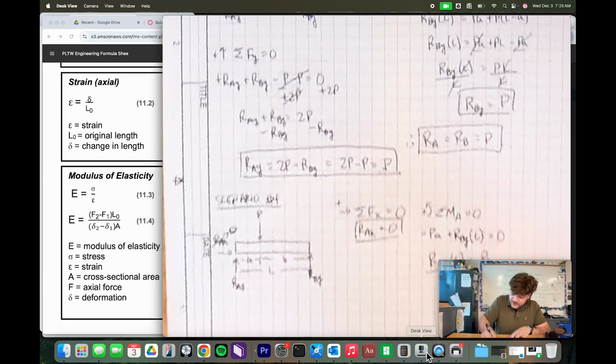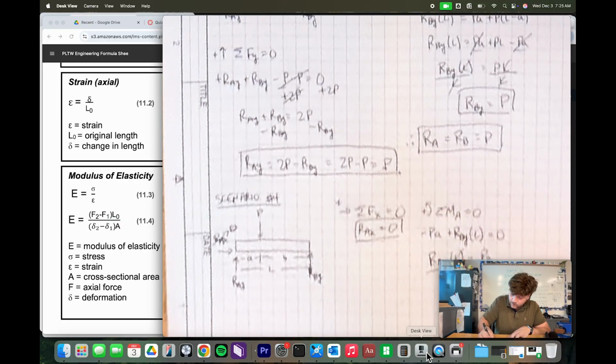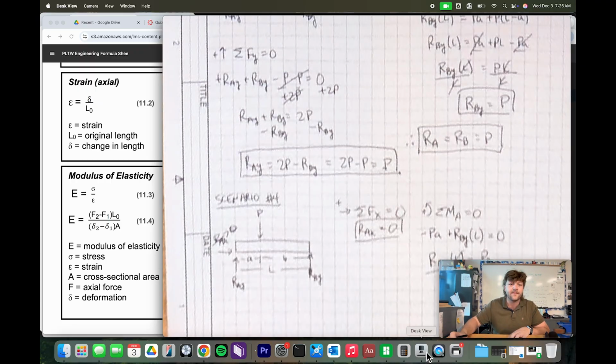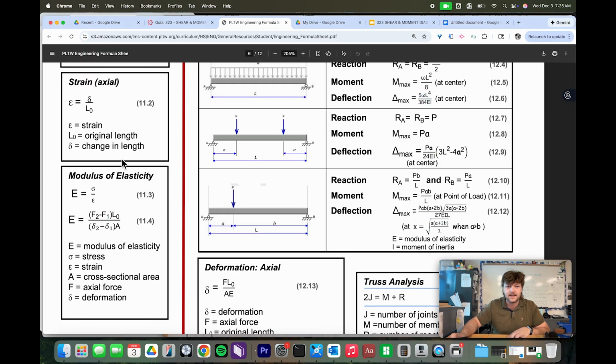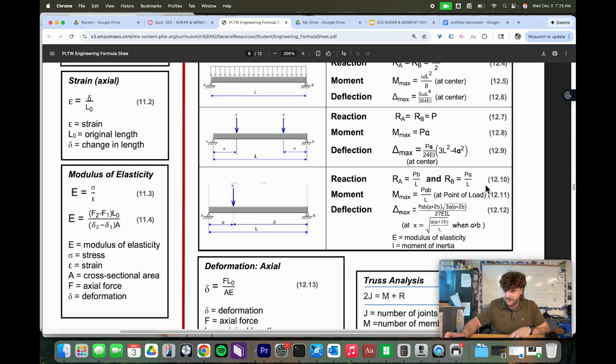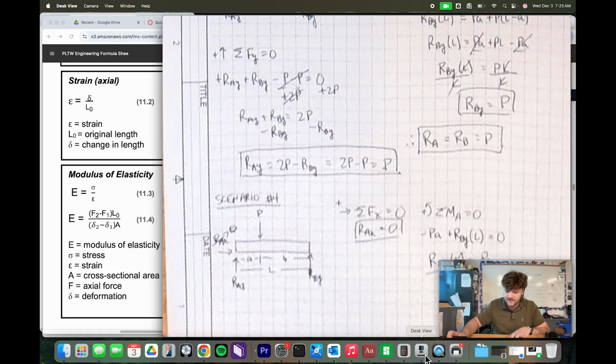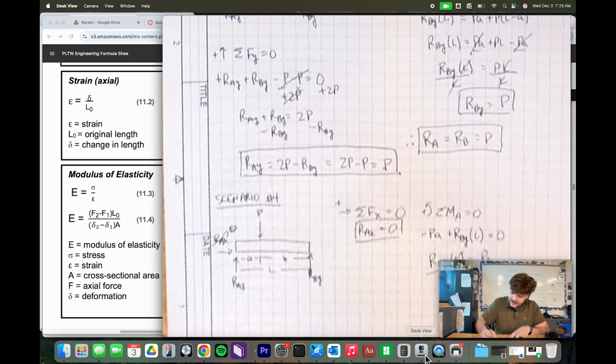Now what I can do is divide by L on both sides. What I end up finding is RBY equals P times A divided by L. Now let's make sure that that is the case for the equation sheet. There's a different way you could end up writing this out too, where we use B. But yeah, I see that they have RB equals PA divided by L. And so that shows us how we end up getting that equation right there.